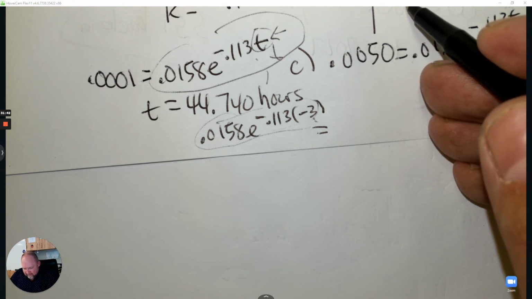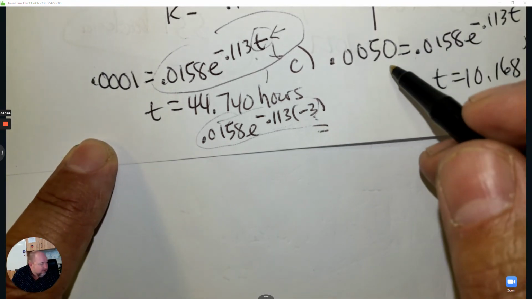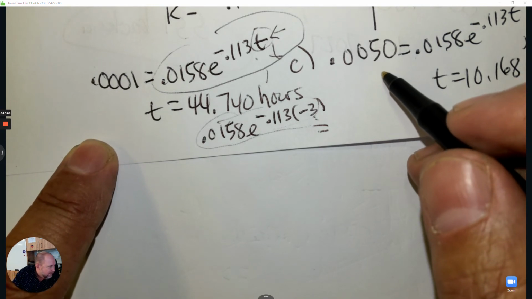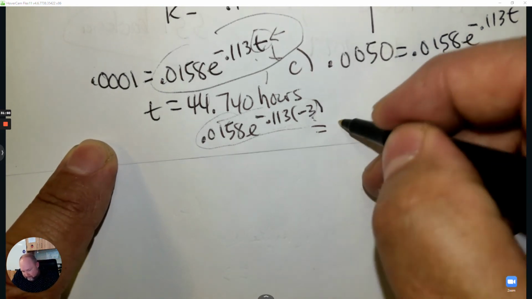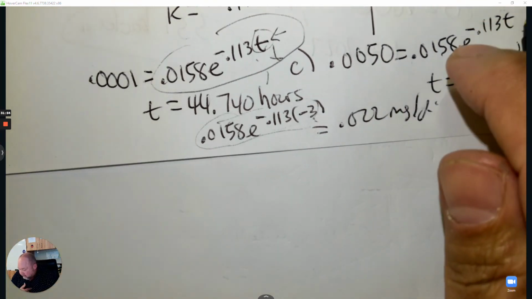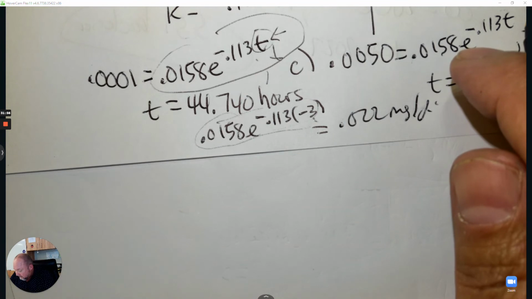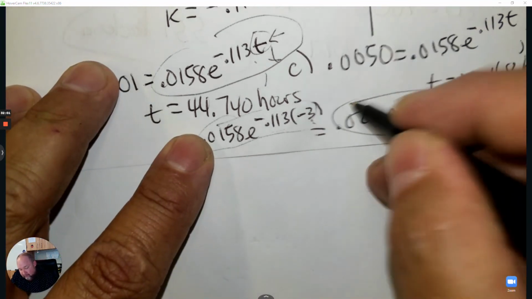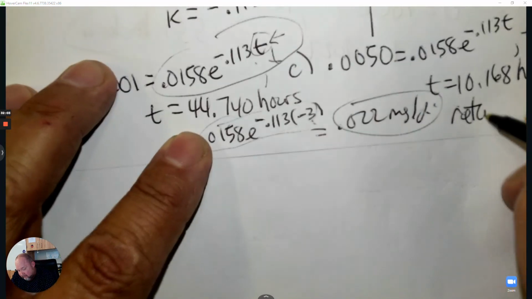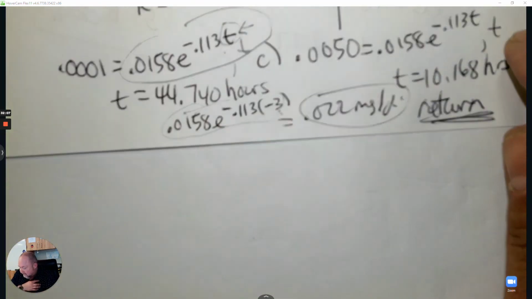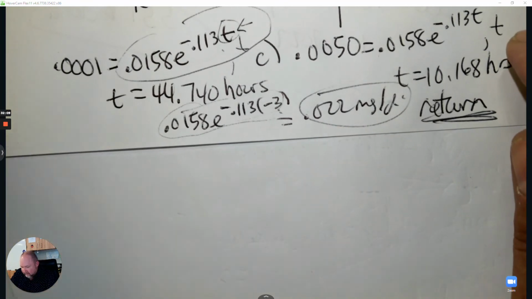Anyway, what's the answer there? The answer is 0.022. So 0.022 means it needs a follow-up. That's too high, so the patient definitely needs to return, right? Due to that number. And then it says find the half-life of this.